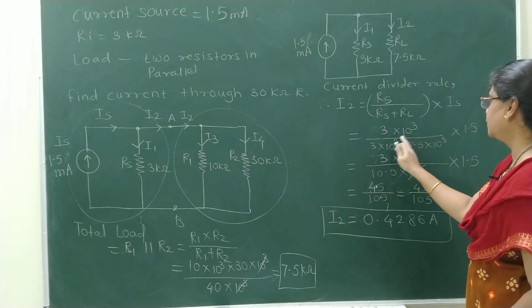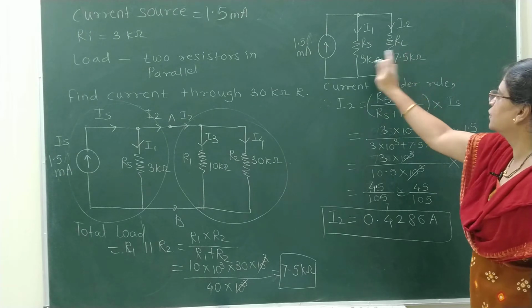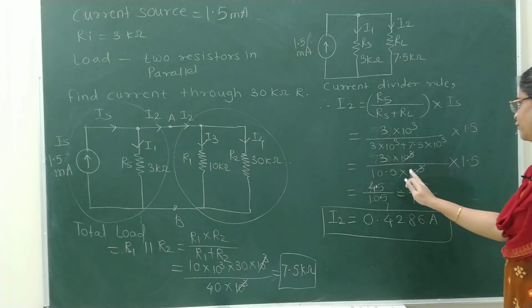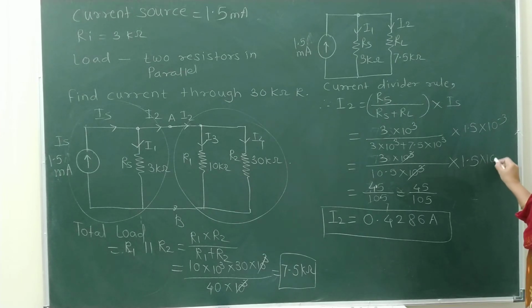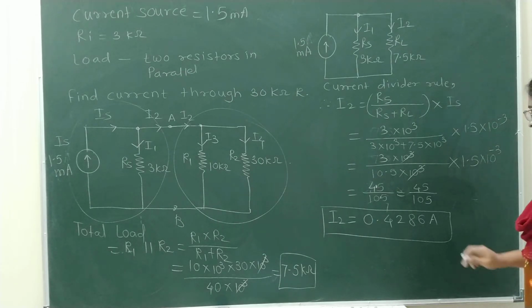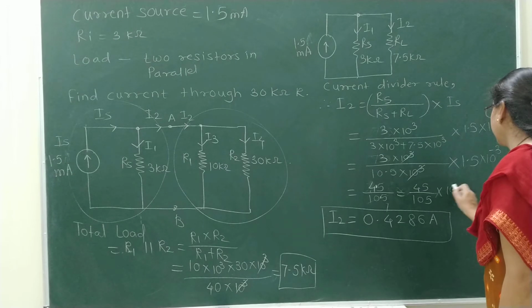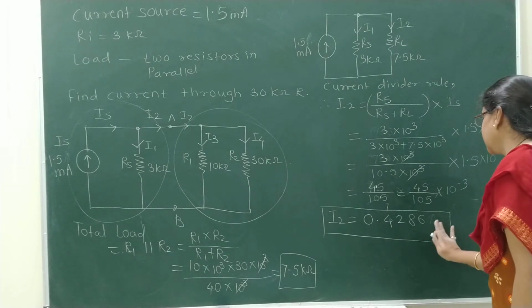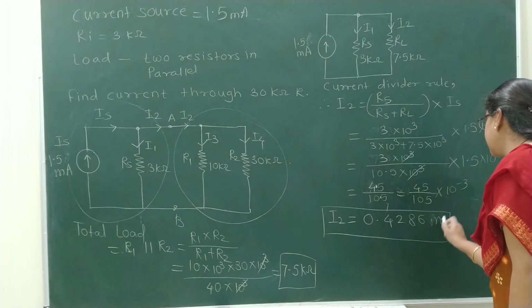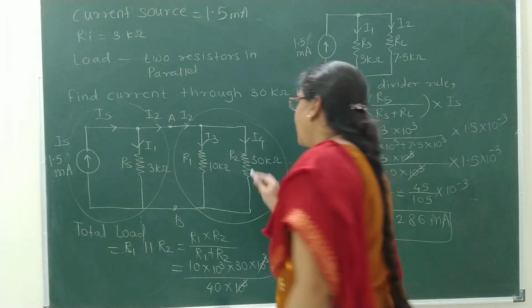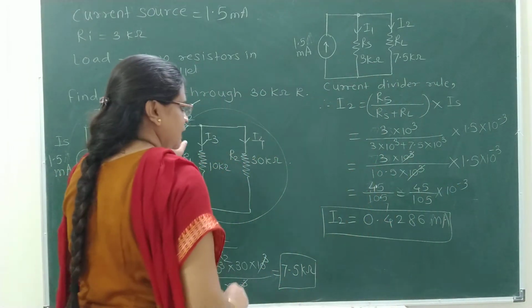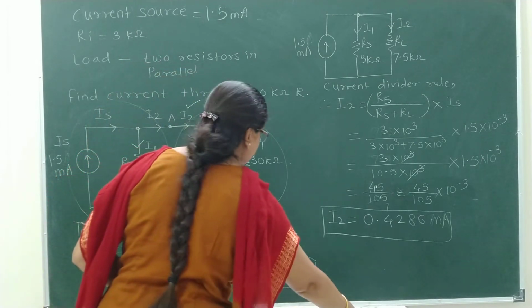It is 3K, 3 into 10 raised to plus 3 upon total resistance, that is 10.5 into 10 raised to 3. Here it is of milliampere type. So 1.5 into 10 raised to minus 3. So here it results to be approximately 0.4286 milliampere. So now here I2 part has been calculated.